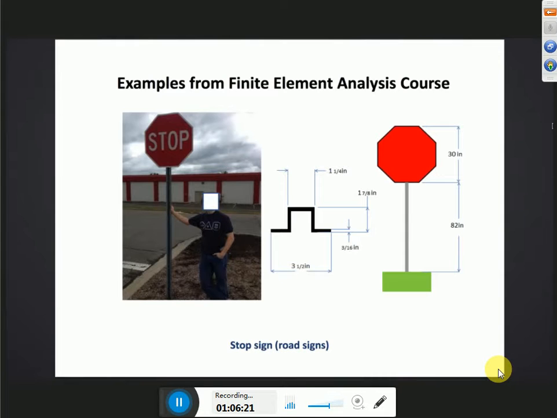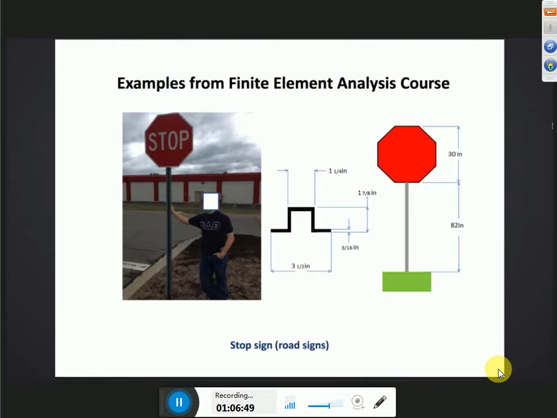We have millions of these stop signs. It's a very common example. It looks unimportant, but it's very important. When you have gusty winds, then it's going to oscillate. They can study vibrations of this. They can do solid mechanics, and societal impact, because there are millions of these stop signs. How high it should be.